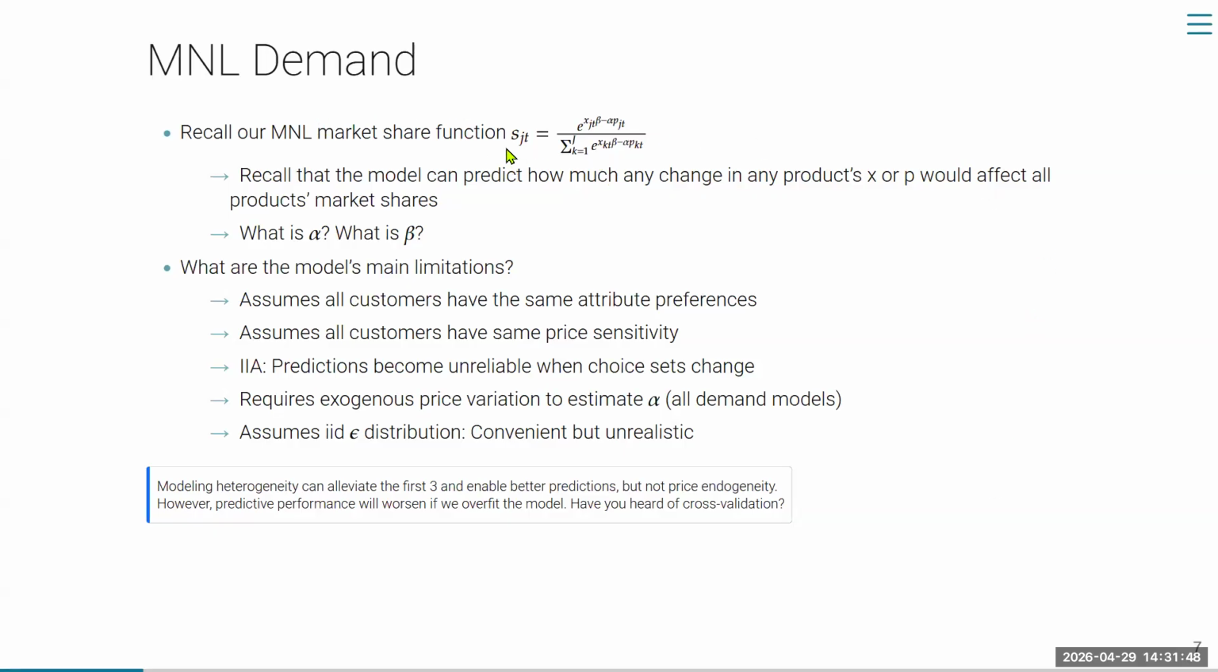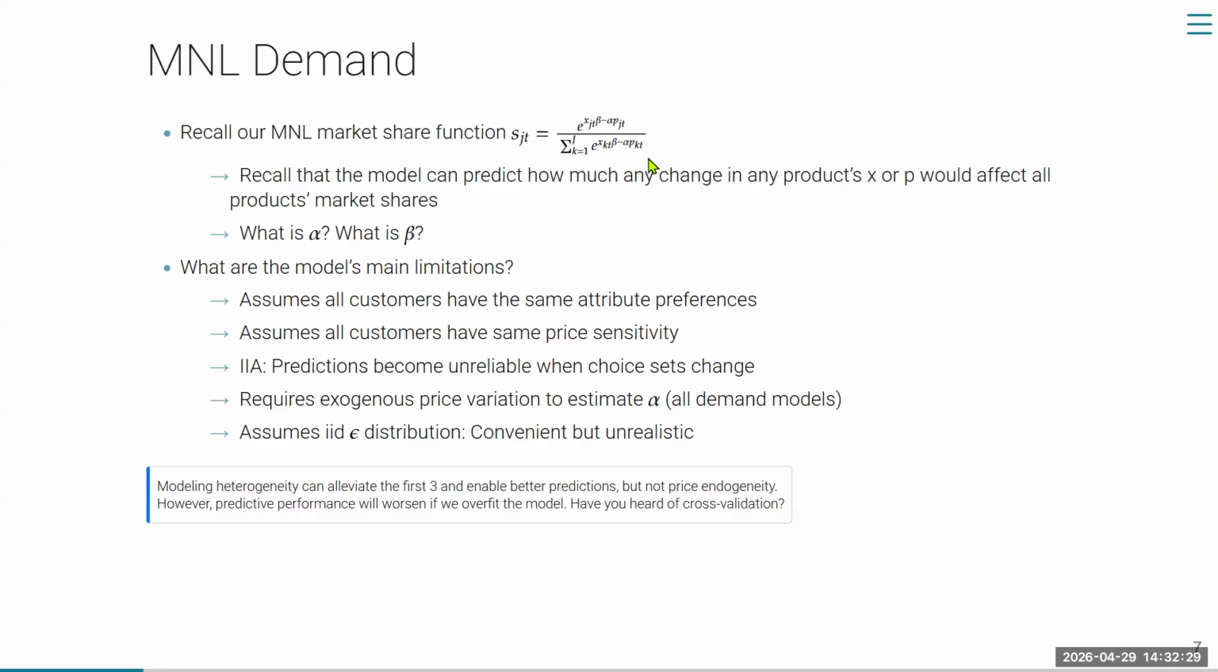I hope you'll recall we have this market share function for product j and choice occasion or market t. The predicted market share is going to be the exponentiated mean utility, which will be a function of the product attributes, x_jt, the preference parameters on those attributes, beta, and then we'll subtract alpha, which is the price sensitivity parameter, times the price. And then we'll take that same exponentiated mean utility, add it up across all products in the market, and put that in the denominator.